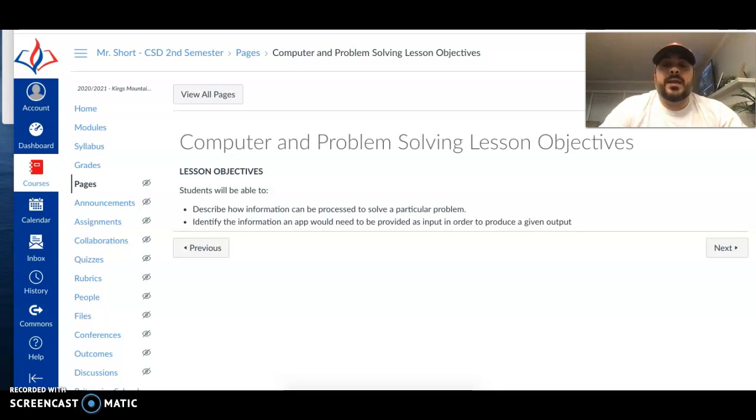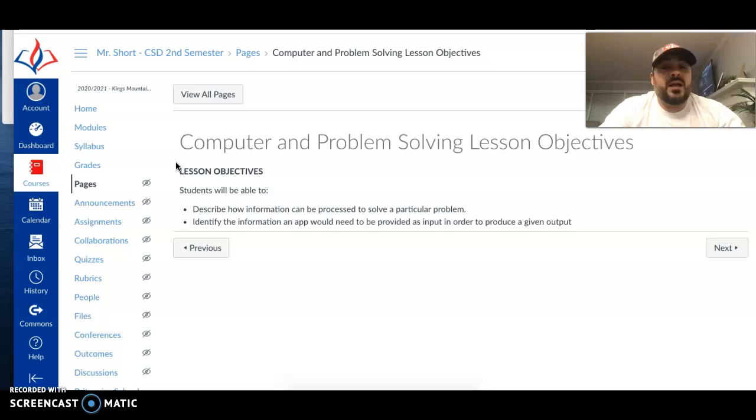This is Monday, February 8th, and this week we're going to be discussing the roles that computers play in problem solving. The objectives for this week: students will be able to describe how information can be processed to solve a particular problem. Students will be able to identify the information an app would need to be provided as input in order to process a given output.